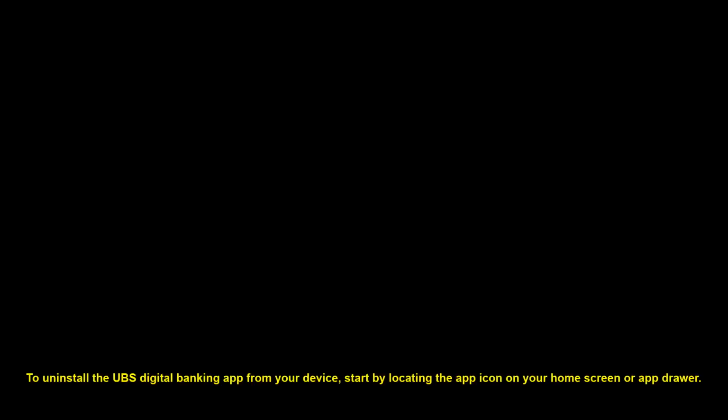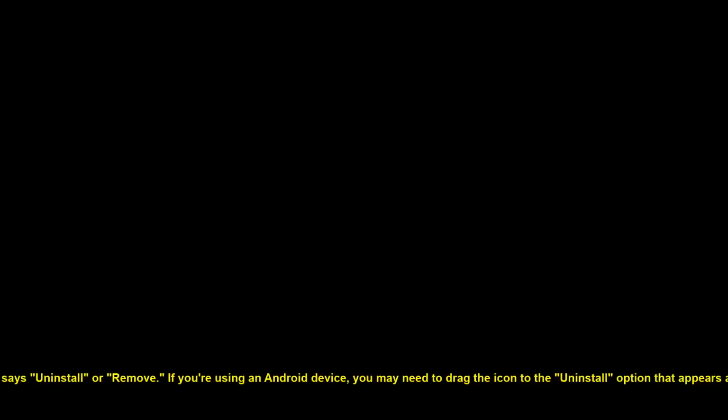To uninstall the UBS digital banking app from your device, start by locating the app icon on your home screen or app drawer. Press and hold the app icon until a menu appears. Look for an option that says uninstall or remove. If you're using an Android device, you may need to drag the icon to the uninstall option. For iOS devices, tap on Remove App from the menu that appears.